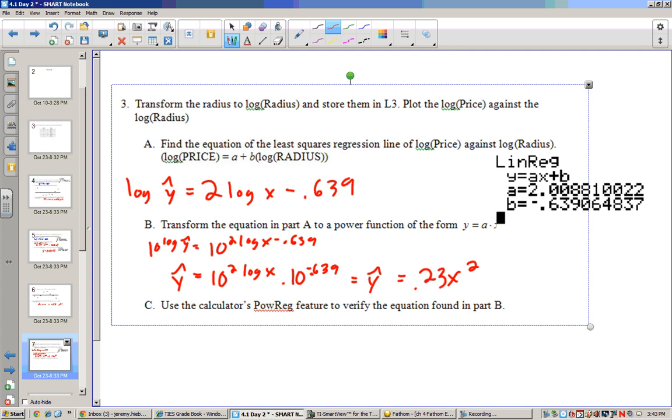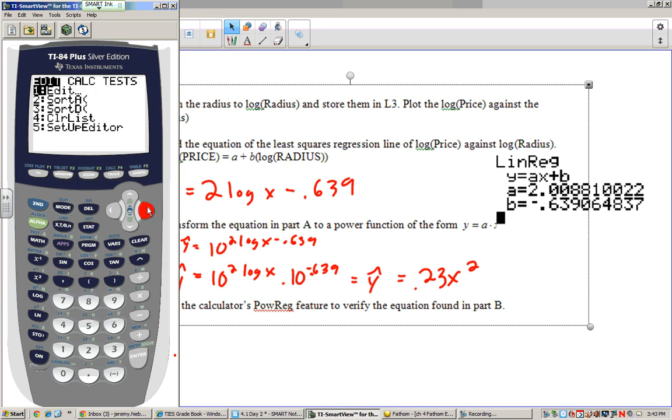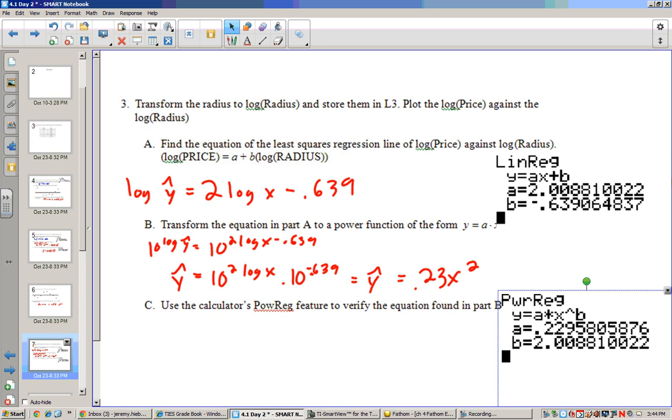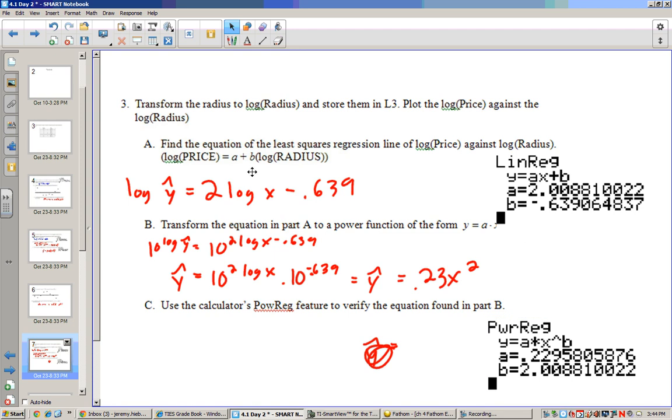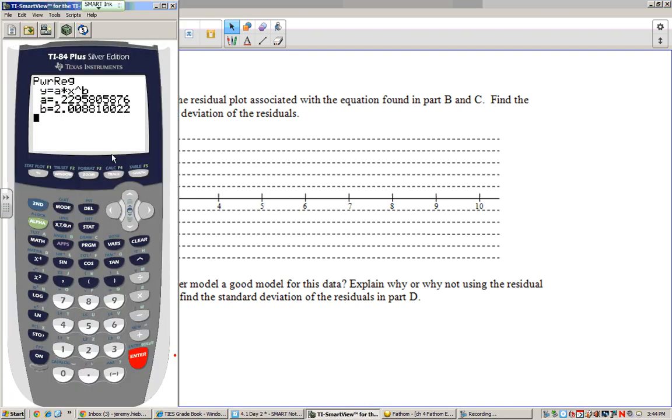So now if we want to find this coefficient out in front, we take 10 to the negative 0.639, and we get about 0.23. Now we could go into our calculator and do a power regression of L1 and L2, our original data, and see what this looks like. See how it's the same data that's here? So you could still get the equation, 0.23 x squared. Now, you might be asking, why do you go through all these steps if you can just do a power regression? Well, not every question has the data already lined up. Sometimes they have just linearized it. So AP could give you a question like this and then tell you to convert it to an exponential equation or a power equation.